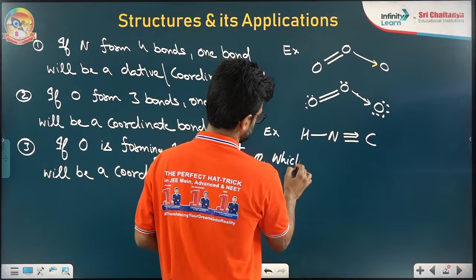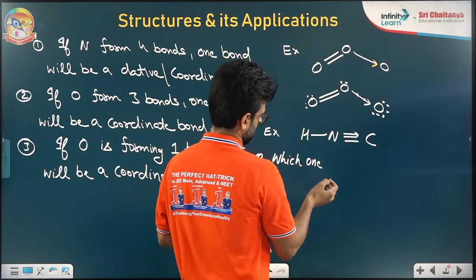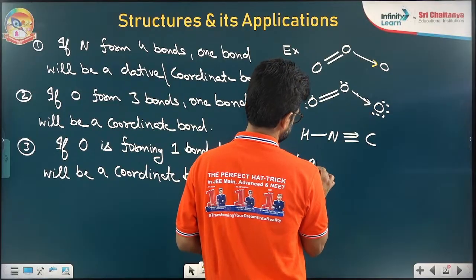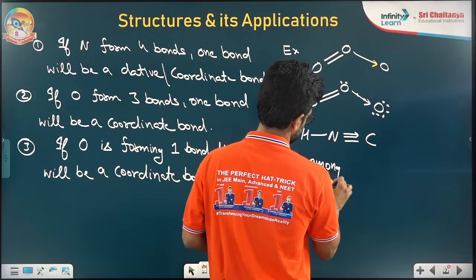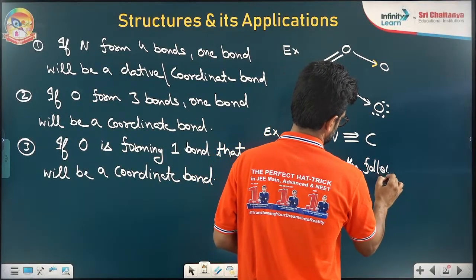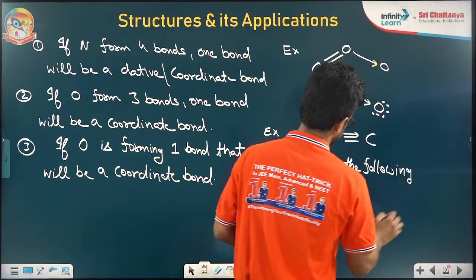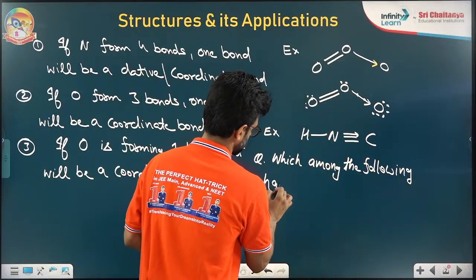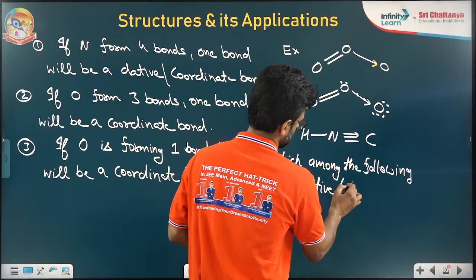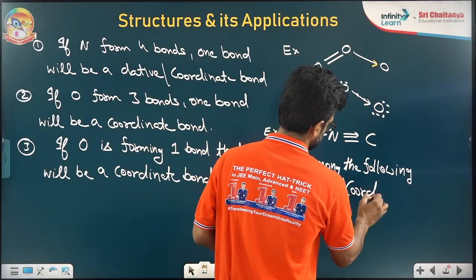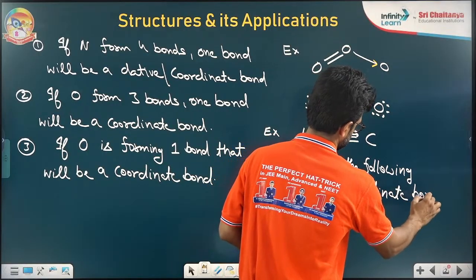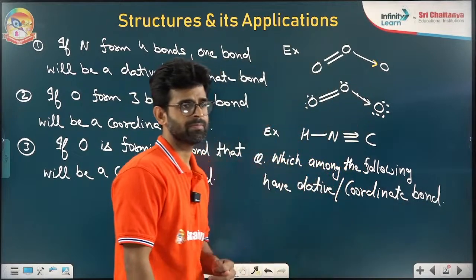Which one? Or I am saying, which among the following have dative, or you can say coordinate bond? Clear? Done?